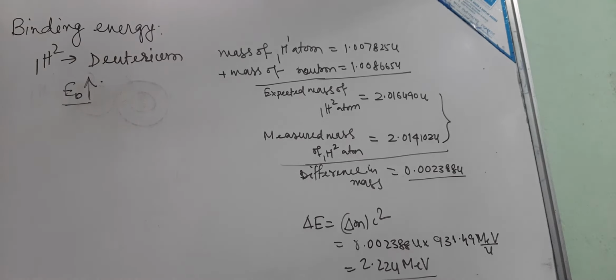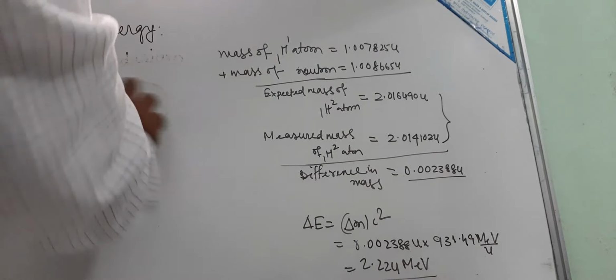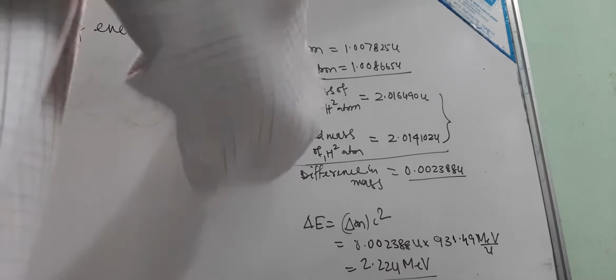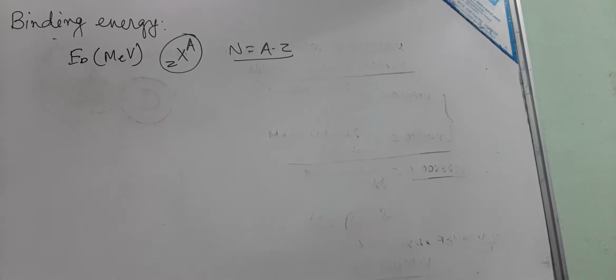So therefore we can write down the binding energy of the nucleus, that is EB, in MeV, million electron volt. Let us take our nucleus as X with atomic number Z and mass number A, and which has a number of neutrons N equal to A minus Z. This is the number of neutrons.